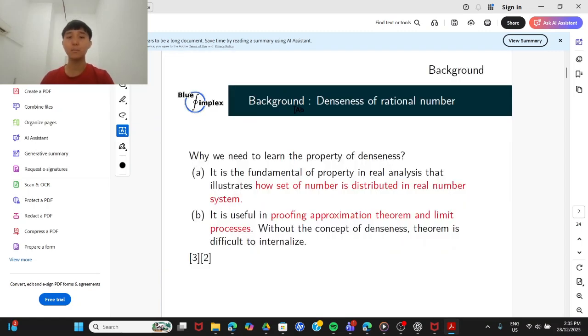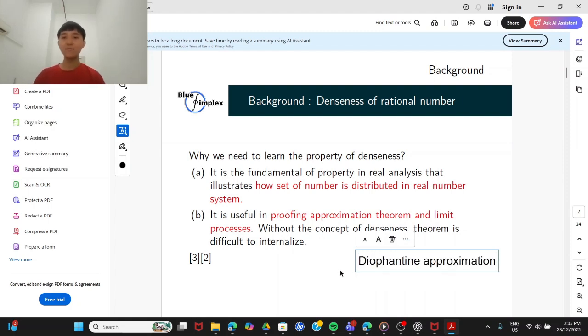We are going to talk about the background of denseness of rational numbers. What we need to learn about the property of denseness: the first is that we can know how a set of numbers is distributed in the real number system, which we will discuss later. The other is that it is useful in proving approximation theorems and limit processes. A non-example is Lagrangian approximation, which is derived from the lesson on rational numbers, but we are not covering it today.